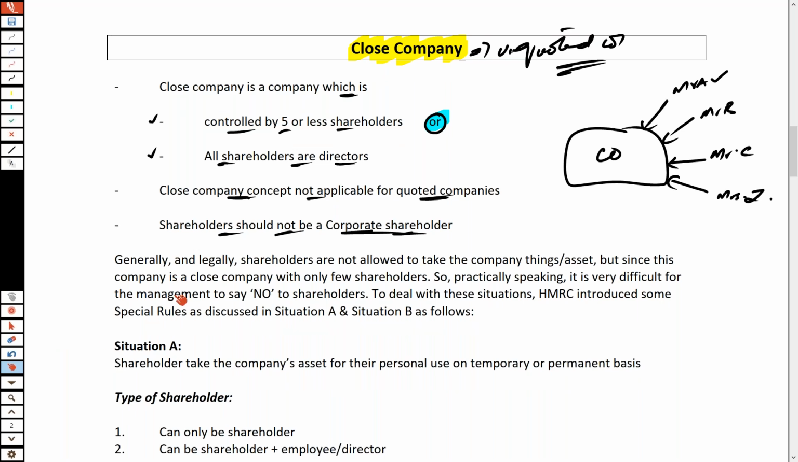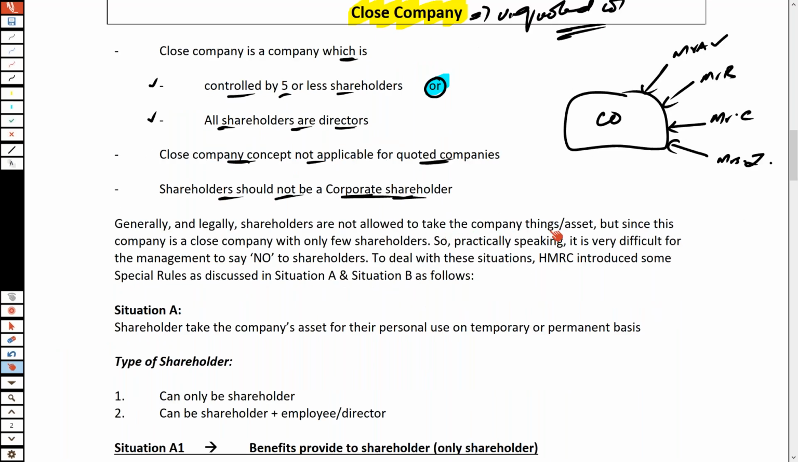Generally and legally, shareholders are not allowed to take the company's things or assets. As normally for unincorporated businesses or sole trader businesses, there is a concept of drawings, where the owner can take cash or inventory from the business for personal use. But normally these things are not there in a company situation, where there is an incorporated business, meaning a company. Generally and legally, shareholders are not allowed to take the company's things or assets.